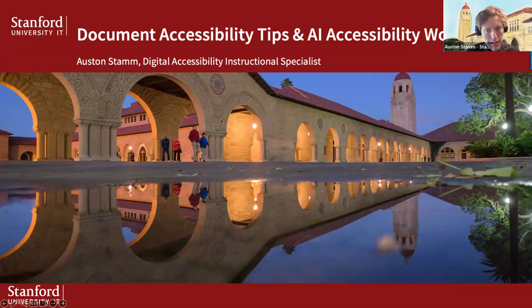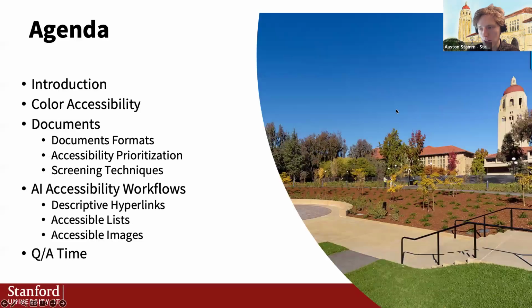I'm going to go back over here. So my name is Austin Stam. I'm the Digital Accessibility Instructional Specialist for Stanford University. I'm covering document accessibility tips and AI accessibility workflows.